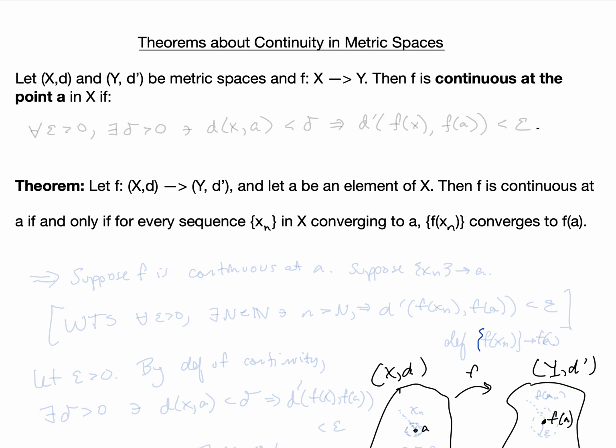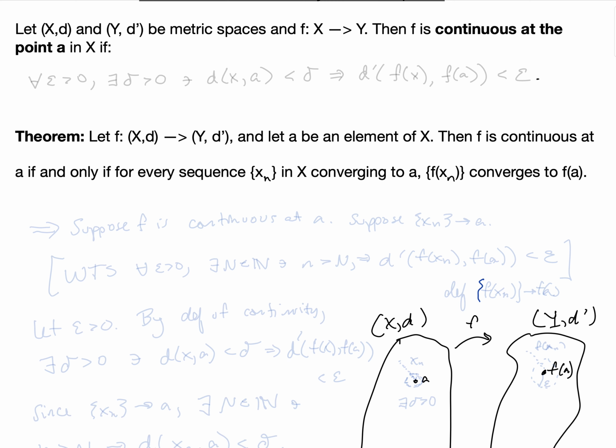So here's our first theorem. If we let f map the metric space (X, d) to the metric space (Y, d prime), and let A be an element of X, then f is continuous at A if and only if for every sequence x sub n in X that converges to A, the sequence f of x sub n converges to f of A. So let's do our proof.